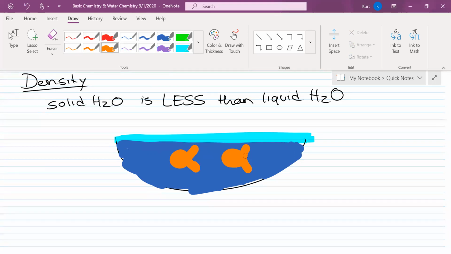When we go by the laws of density, something that's less dense is going to float on top of something that is more dense. If something is more dense, it's going to sink. Liquid water is denser than solid water, so liquid water is going to go beneath solid water.